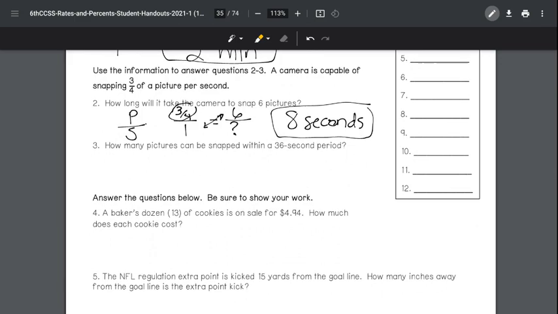Number 3, how many pictures can be snapped within a 36-second period? I'm going to use that same information, pictures over seconds. 3/4 of a picture can be taken in 1 second, but what if I have 36 seconds? Remember, seconds have to stay in the same row, pictures have to stay in the same row, always. So when you cross multiply and then divide by 1, you figure out that you can take 27 pictures.